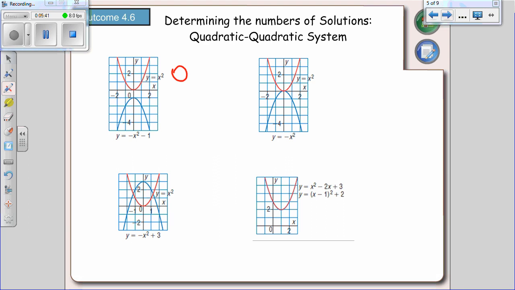Perfect. This one, how many solutions would we have? 1. Right here. 1 solution. Down here, how many solutions would we have? 2. They've crossed here and here.